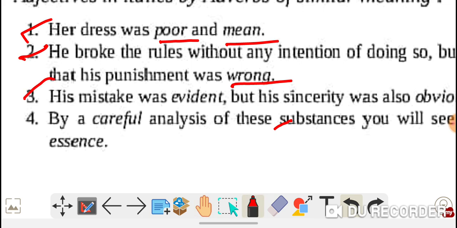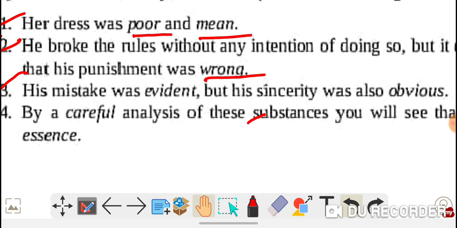Number 3, his mistake was evident, but his sincerity was also obvious. So here, evident and obvious. So what are the adverb forms of those words? Evident adverb form is evidently, and the adverb form of obvious is obviously. So you can write it down easily now. He was evidently mistaken, but obviously sincere. I am repeating again. He was evidently mistaken but obviously sincere.